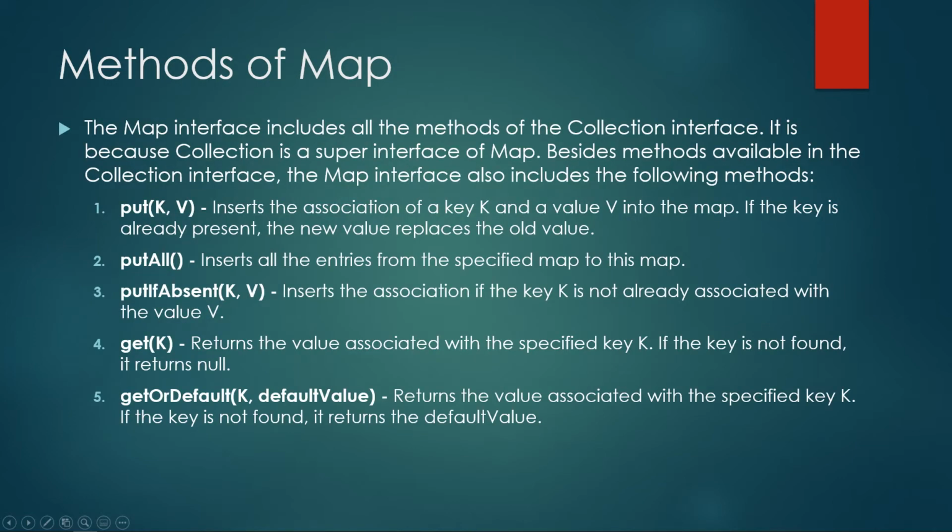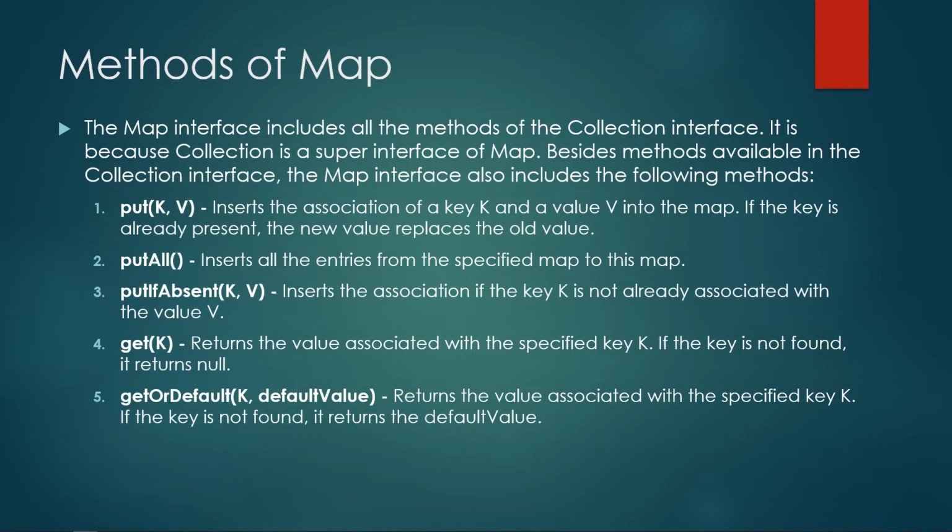So moving on, what are the methods of map? The map interface includes all the methods of the collection interface. It is because the collection is a super interface of map. Besides methods available in the collection interface, the map interface also includes the following methods. So there are about 14 methods that the map interface includes in addition to the collection interface. So let's take a look at all 14 of these.